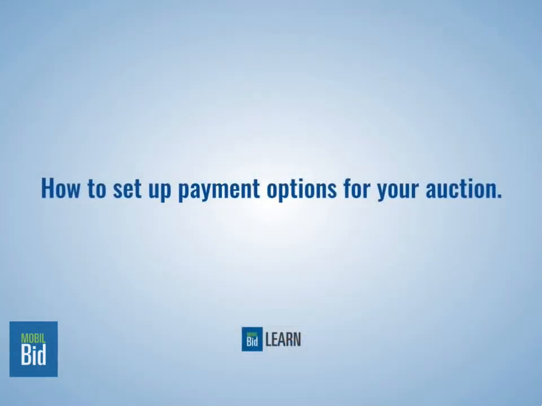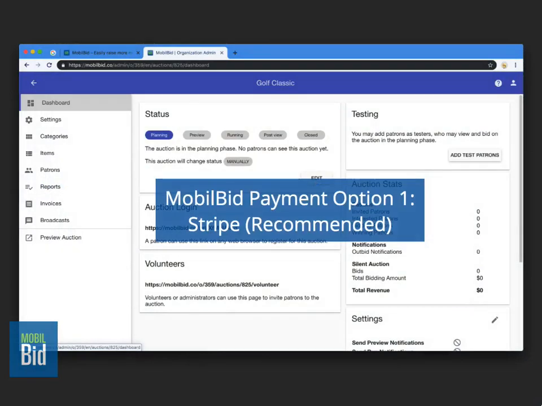In this video, I'm going to show you how to set up payment options for your auction. MobilBid recommends Stripe as its preferred payment processor. We chose Stripe because they offer the best mobile payment gateway for worry-free security. Stripe also has a transparent pricing structure based solely on transaction fees. Stripe also offers a non-profit rate.